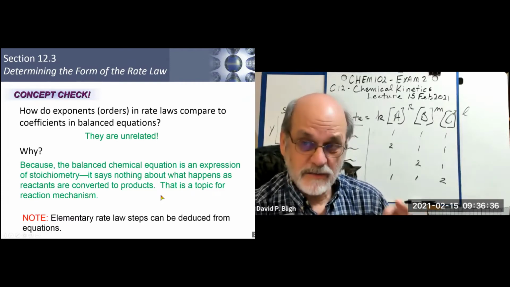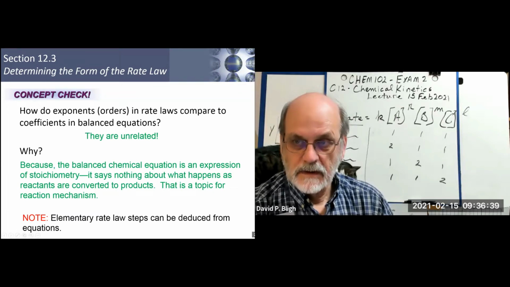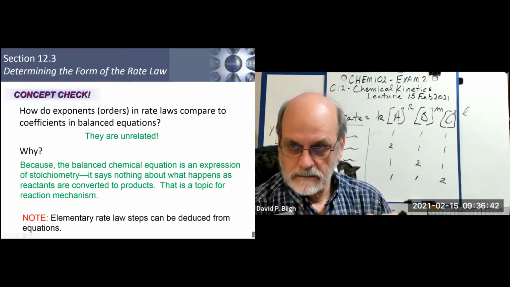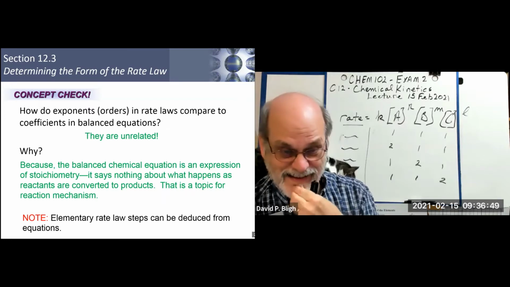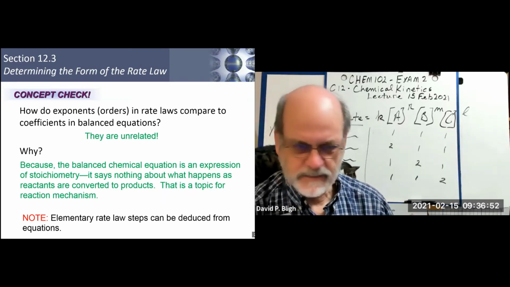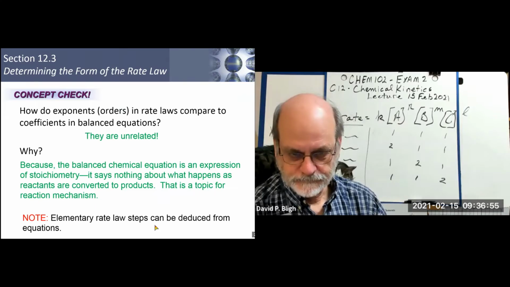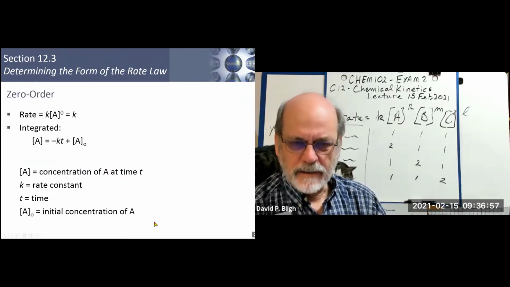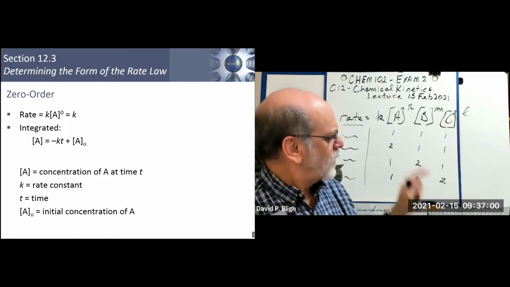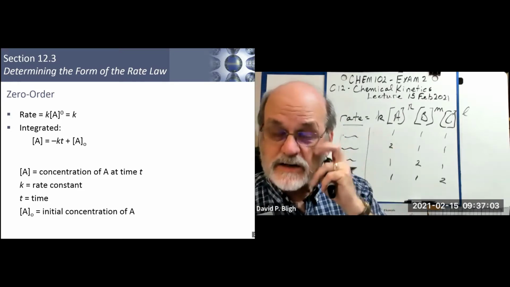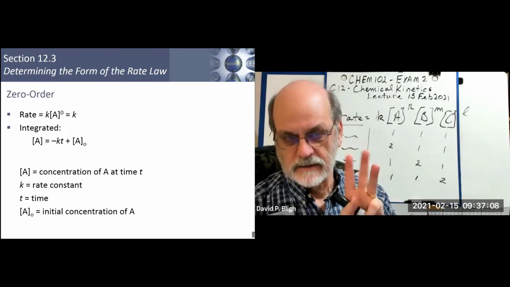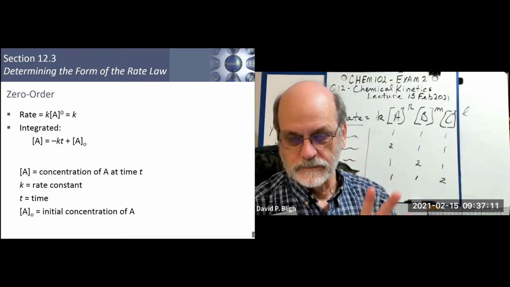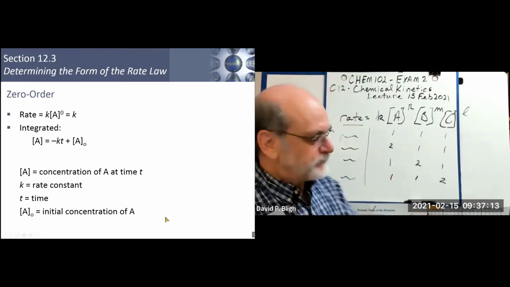We have to talk about reaction mechanisms in order to relate balanced equations to the overall. And I'll say more about that when we get to mechanisms. So we'll have to come back to initial rates. We actually need to talk about the 3 different types of most common reaction orders. The 0 order we'll start with.